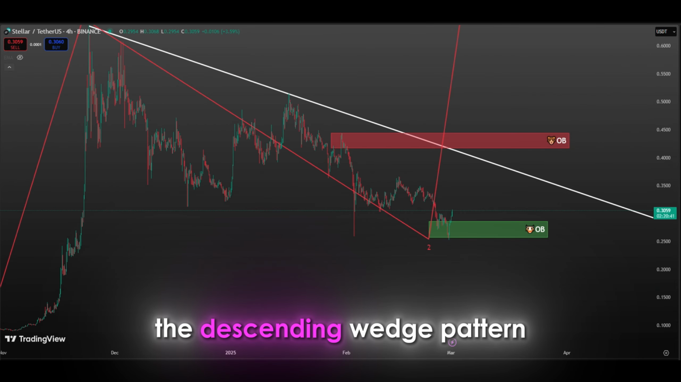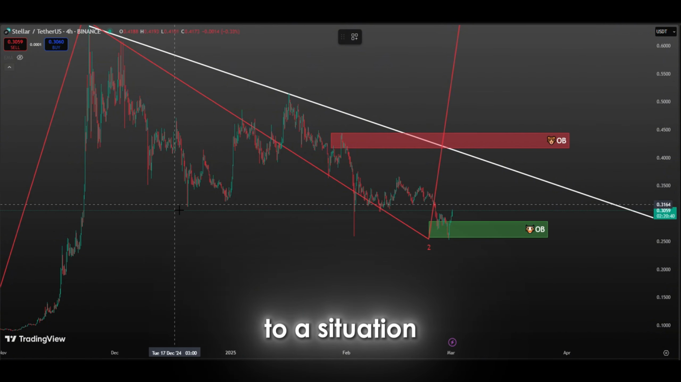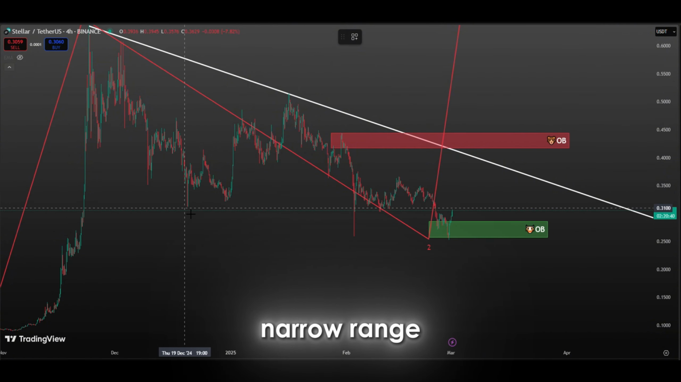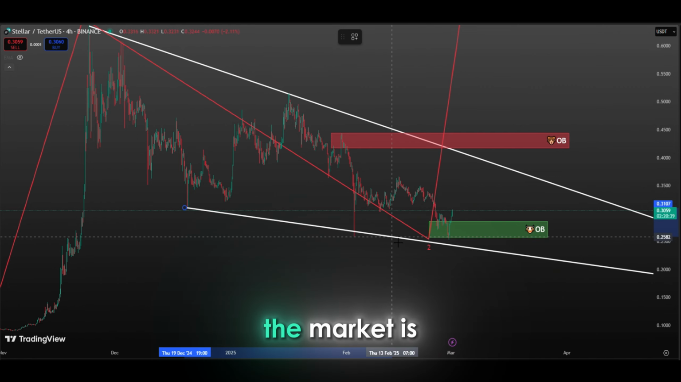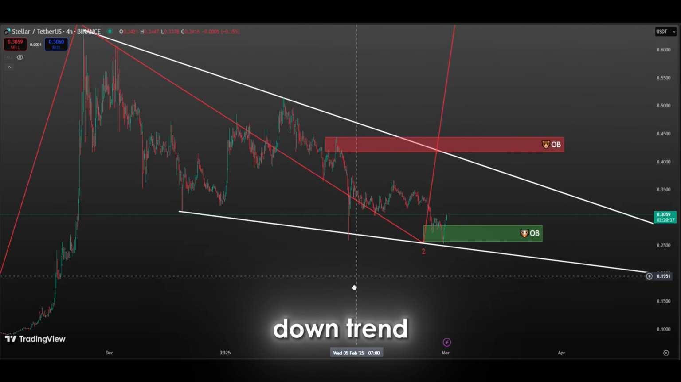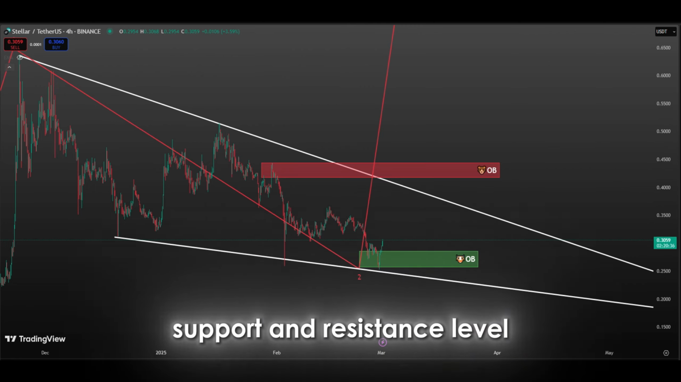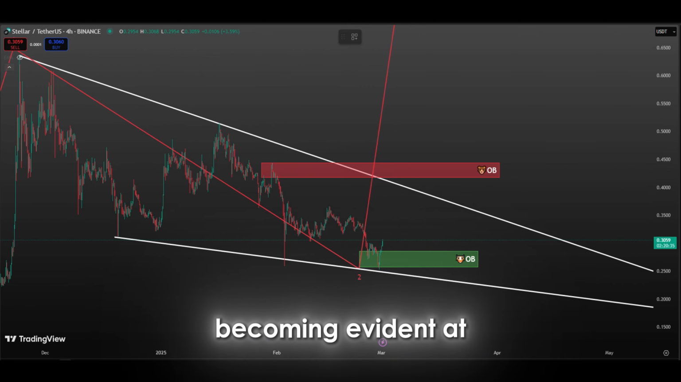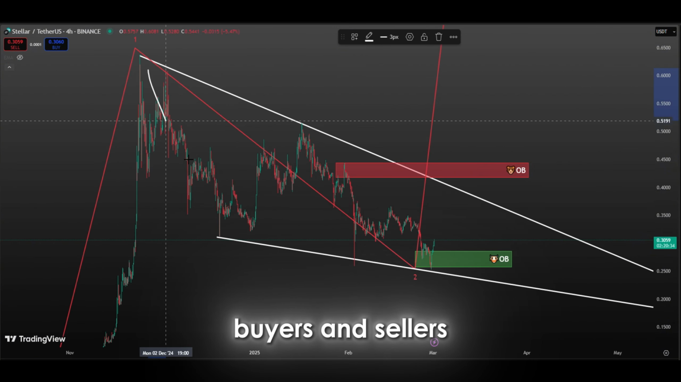The descending wedge pattern is an important structure in technical analysis and usually refers to a situation where prices are squeezed into a narrow range, followed by a strong breakout. This pattern indicates that the market is experiencing indecision at a certain point, usually in the middle of a downtrend. Over time, the price action becomes more and more squeezed into a narrow range, leading to a support and resistance level becoming evident. At this point, there is a power struggle between buyers and sellers, and the market is forced to make a decision.